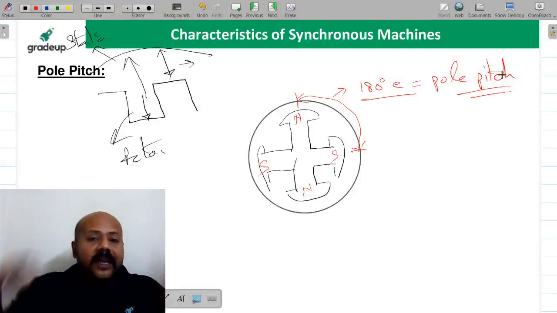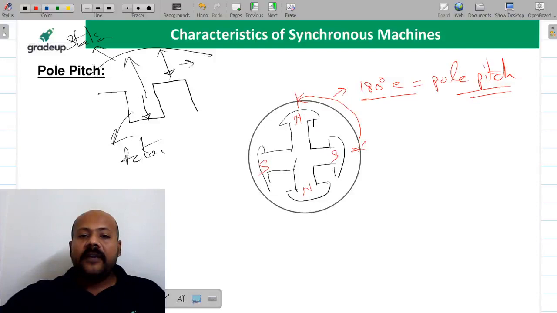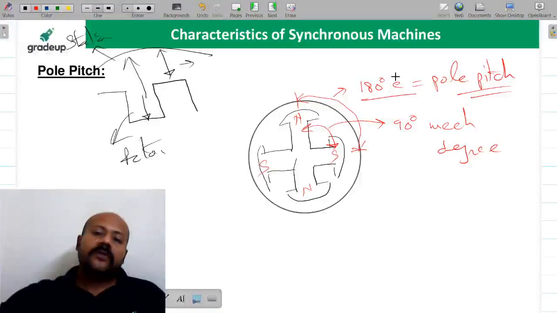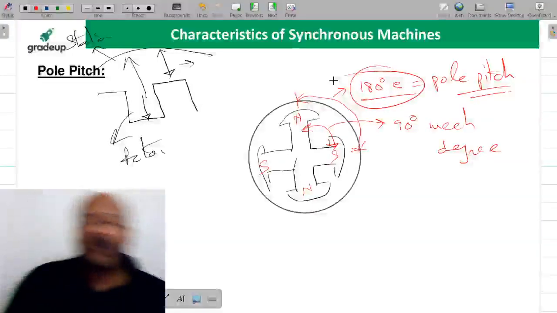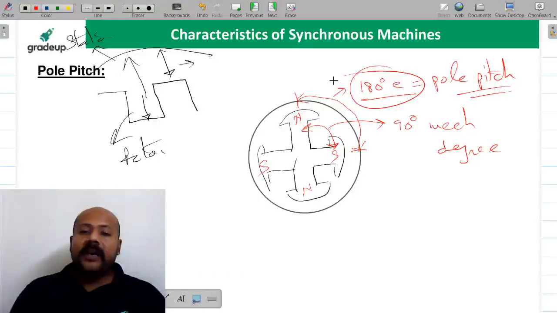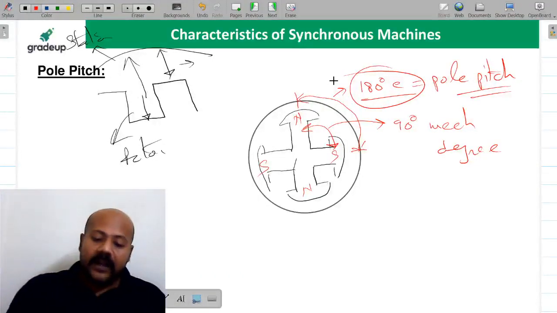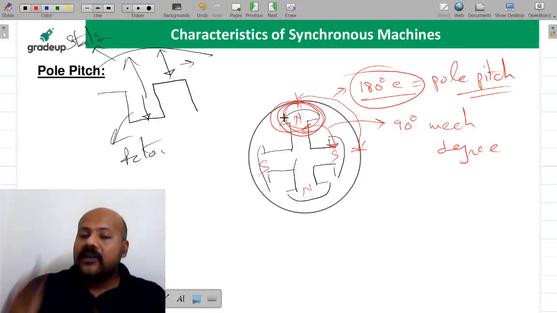But when you are standing on the ground, when your reference is the ground or the stator, then the actual angle here is going to be 90 degree, but this is in mechanical degree. But here it is in electrical degree. So if you are going to write the pole pitch in terms of electrical degree beta, it is always going to be 180 degree electrical.